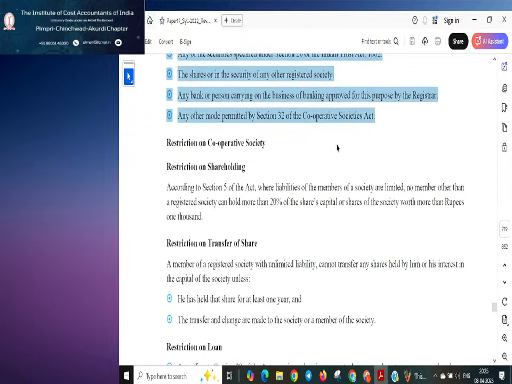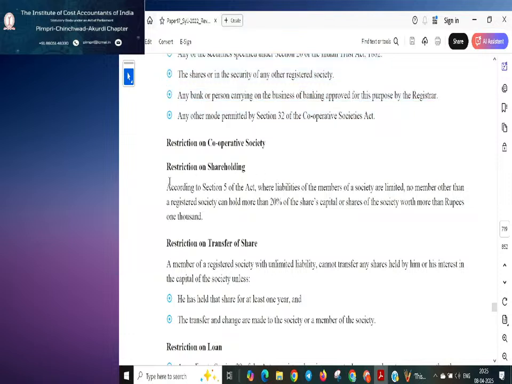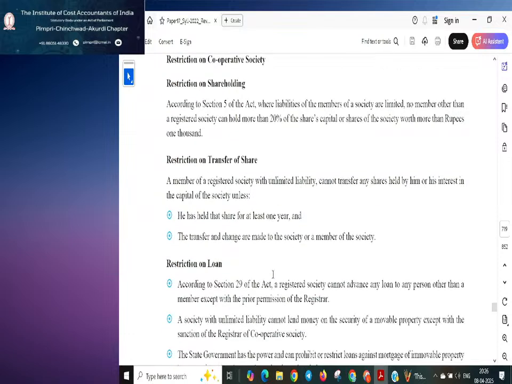There are also other restrictions on a cooperative society. One is shareholding, which we have already seen, that any member cannot hold more than 20% of the share capital or the shares of the society. Restriction on transfer of share. A member of a registered society with unlimited liability cannot transfer any share held by him or his interest in the capital of the society unless he has held it for at least 1 year, and the transfer is made to the society or a member of the society.